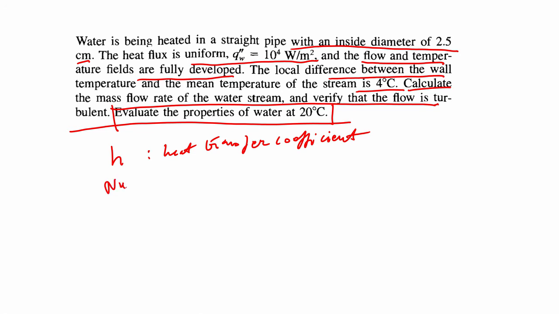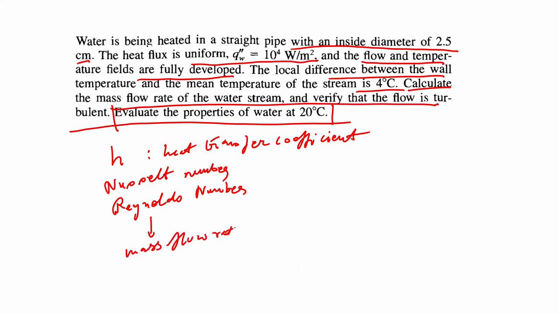Then you need to calculate the Nusselt number, the Reynolds number, and lastly the mass flow rate. So, the Nusselt number, Reynolds number and the heat transfer coefficient all can be calculated using the standard correlations and the data that is given. Once you calculate the Reynolds number, you can calculate U, and from U you can find the mass flow rate and check what the velocity is.